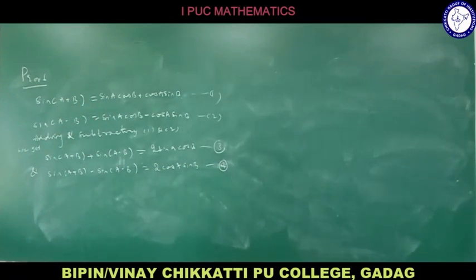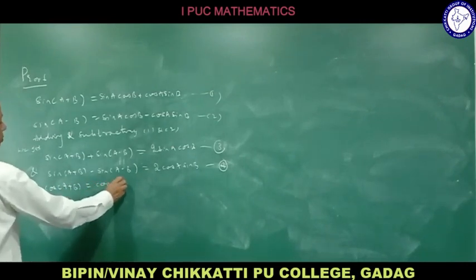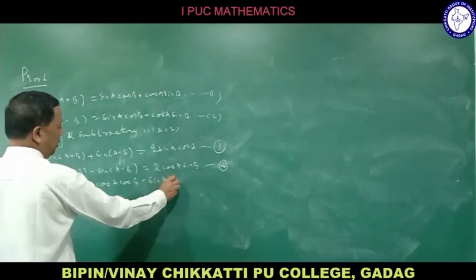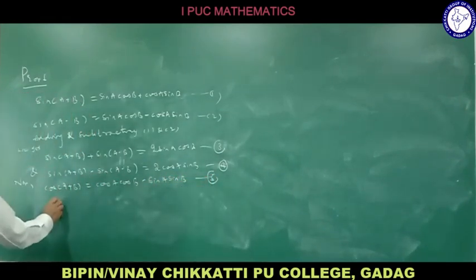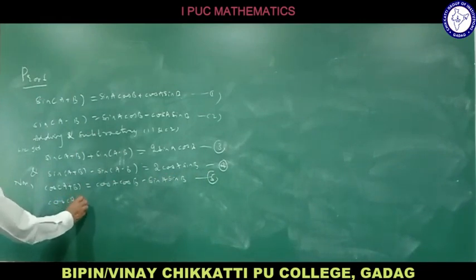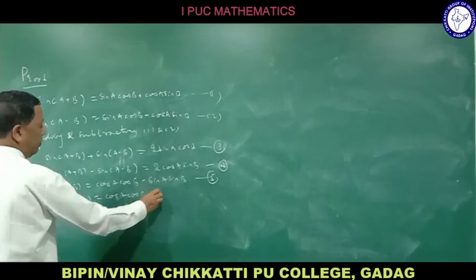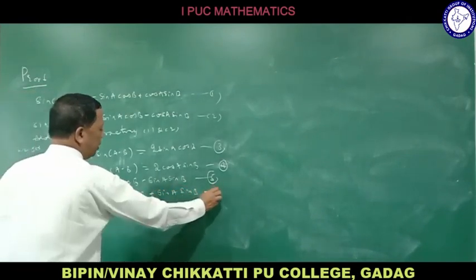Now again we have to go for 3 more formulae. See this, cos of a plus b. Cos of a plus b is what? Cos a cos b minus sin a sin b. This is equation number 5. And cos of a minus b is equal to cos a cos b plus sin a sin b. This is 6.